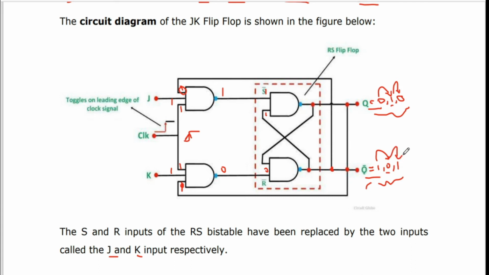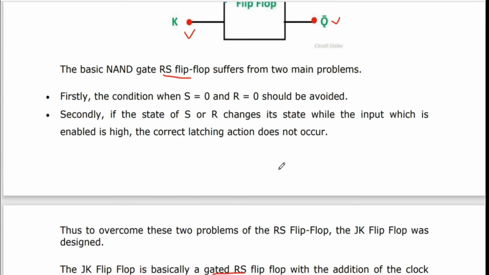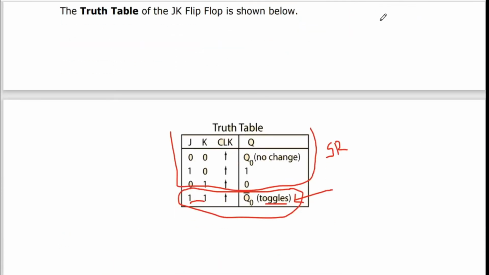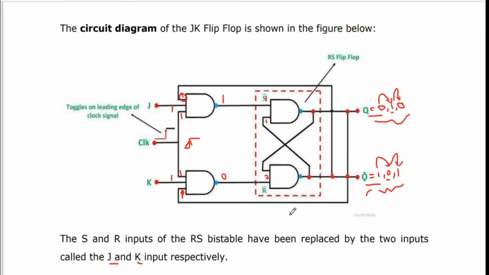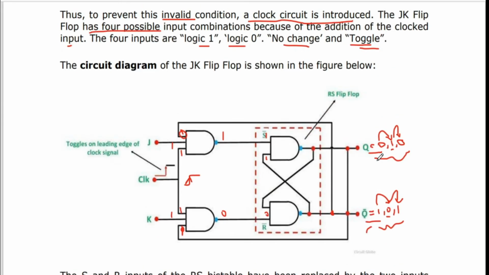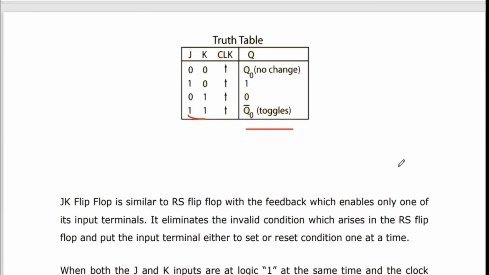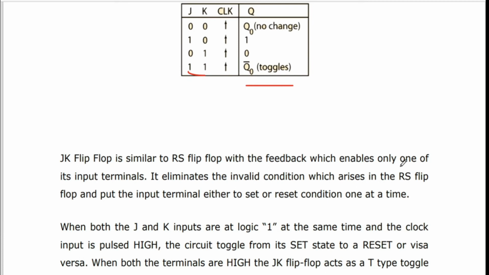And that's what, when the J and K inputs are 1 1, we call this state a toggle state, where Q and Q bar are continuously changing the values from 0 to 1 and from 1 to 0. This is how the JK flip-flop tries to overcome the problem that occurred in your SR flip-flop, which was an illegal state, which was not accepted.